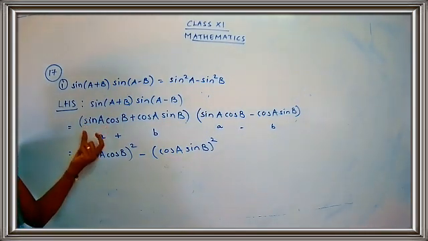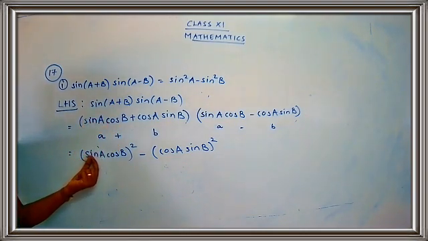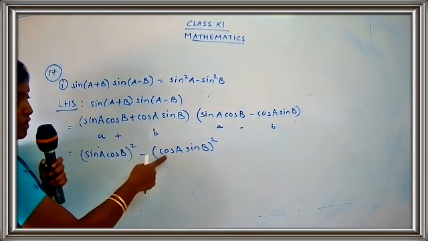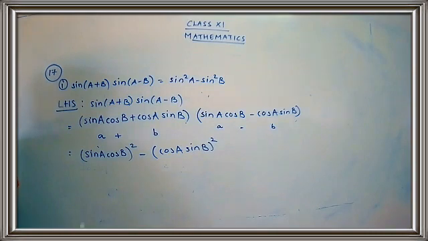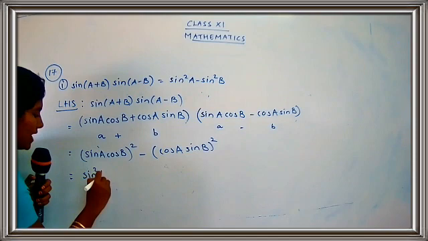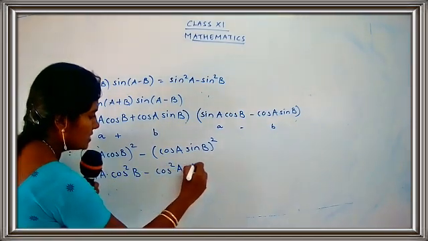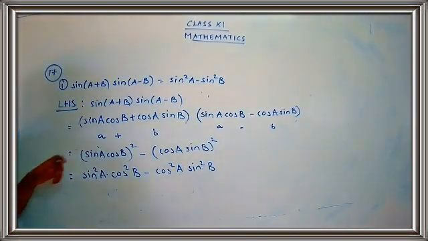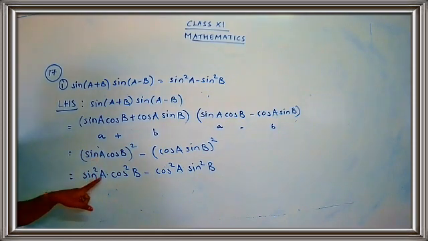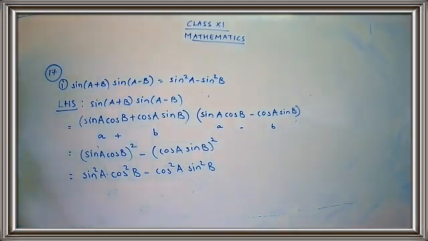What is A here? We have considered A as sin A cos B, so sin A cos B the whole square. What have we considered B as? We have considered B as cos A sin B, the whole square. Now we are going to give this square to both the functions. So I get here sin square A cos square B minus cos square A sin square B. Are you clear with this part, children? The square is given to both the functions.